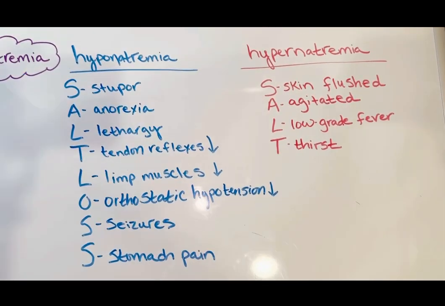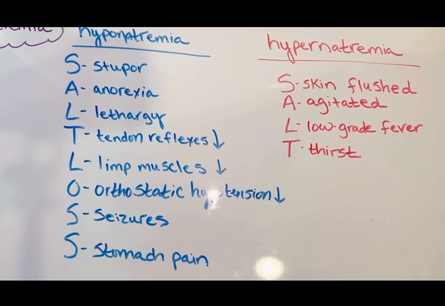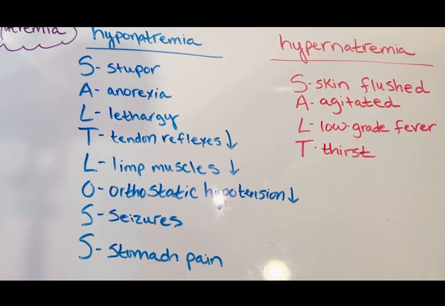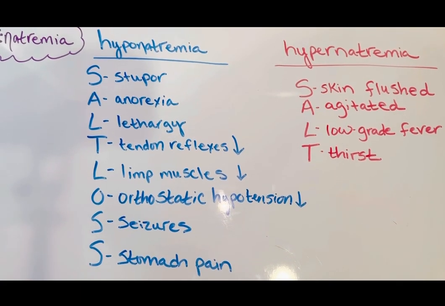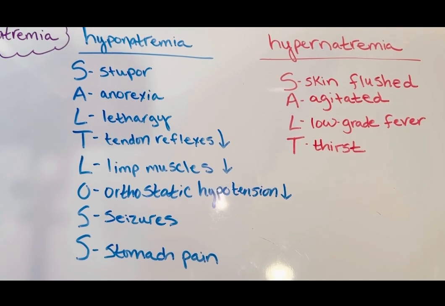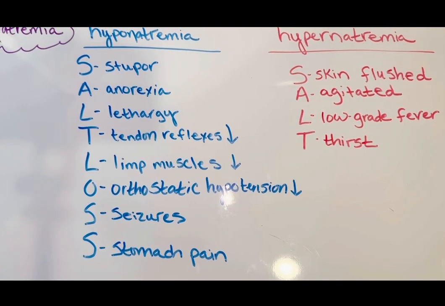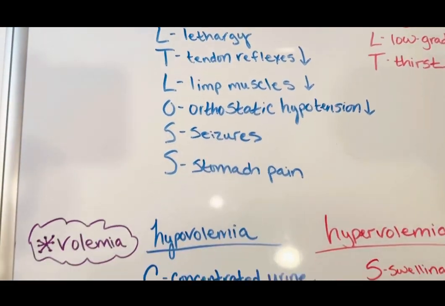Okay. Now let's move over to hypernatremia, high salt. So you're going to have S for skin flushed, A for agitated, L, low grade fever, and T for thirst. Okay. So salt and then salt loss.